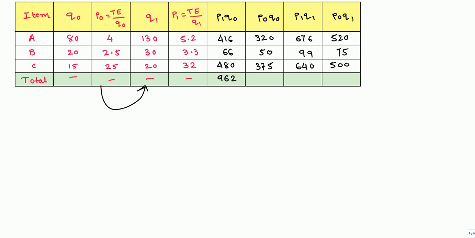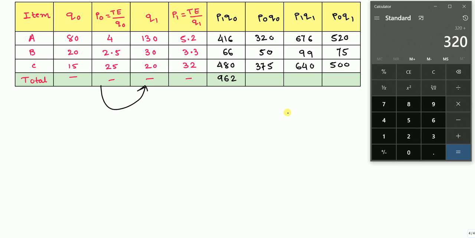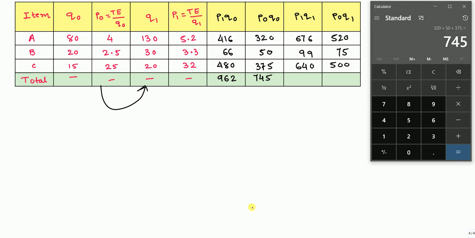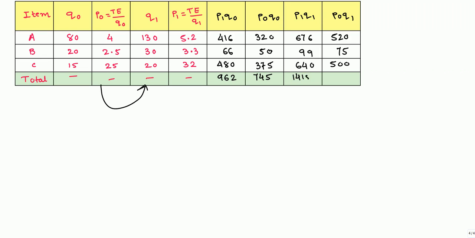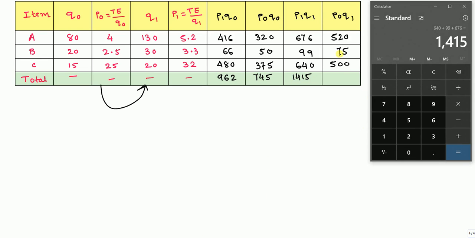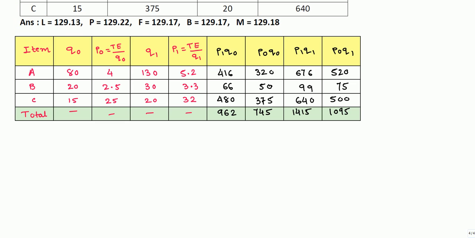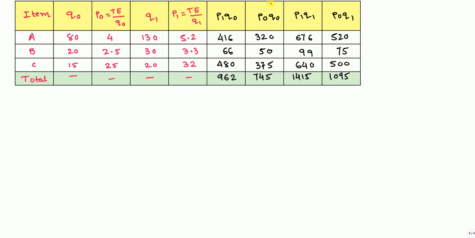Now find out the totals. 320 plus 50 plus 375 is 745. P1 Q1: 640 plus 99 plus 676 is 1415. And 520 plus 500 is 1020, plus 75 is 1095. Now calculate Laspeyres, Paasche, Fisher, Bowley and Marshall-Edgeworth index numbers. First we calculate Laspeyres' index number.